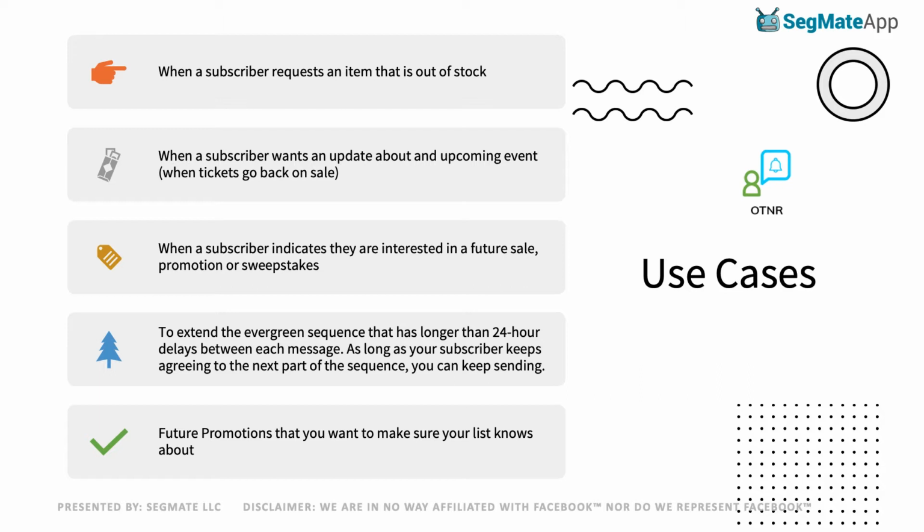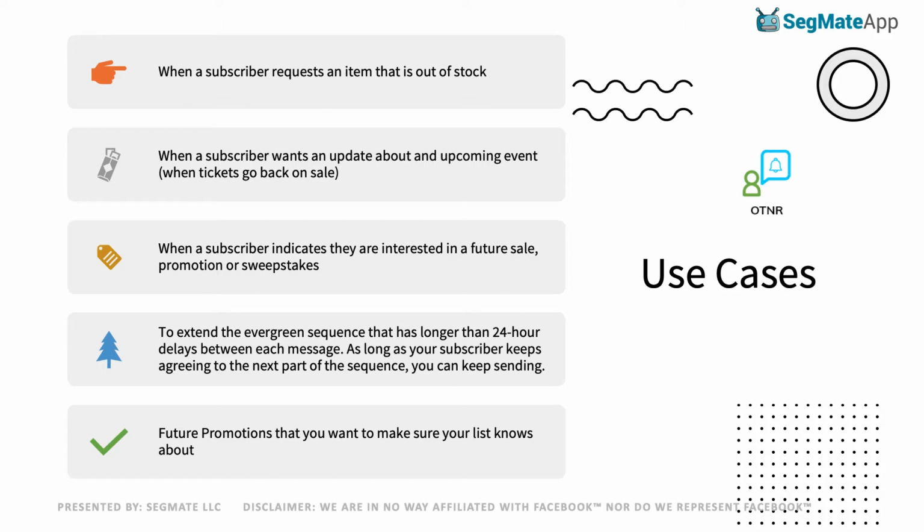Now, when a subscriber indicates that they are interested in a future sale, promotion, or sweepstakes, maybe you're an e-com store, maybe you're a local business that has promotions every single month. Well, some of your subscribers, some of your biggest fans and best buyers, aren't going to be bothered by this. Those are the ones this is built for. So you can give them the opportunity to request notification using the one-time notification request tag.